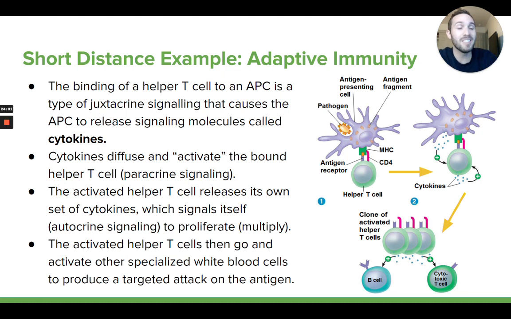But anyway, in this example, when this antigen presenting cell is activating this helper T cell, we actually have three types of cell signaling going on here. We have paracrine signaling taking place, and we have juxtacrine signaling. So through direct contact, there's something happening that causes these cytokines to be released, which can diffuse to this nearby helper T cell. That's paracrine signaling. And then you even have some autocrine signaling happening here with the helper T cell releasing its own cytokines, activating itself. And so you have juxtacrine, paracrine, and autocrine in this situation here.